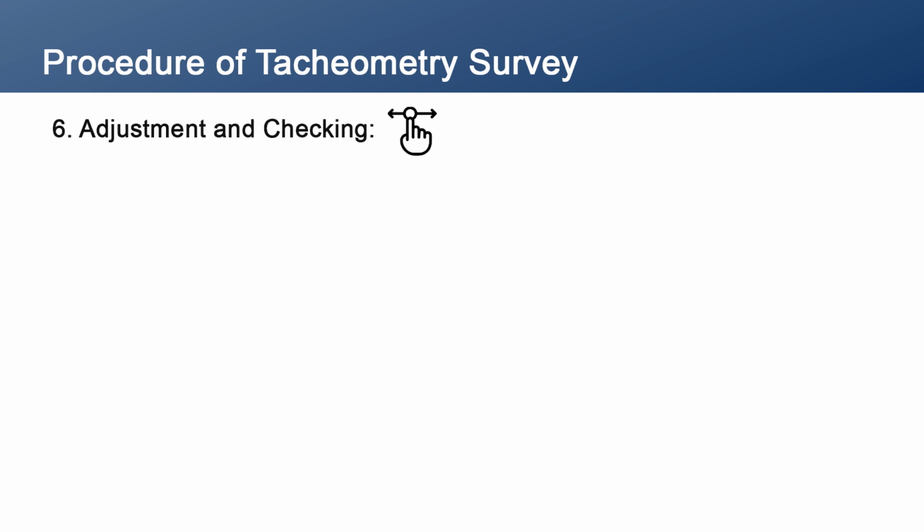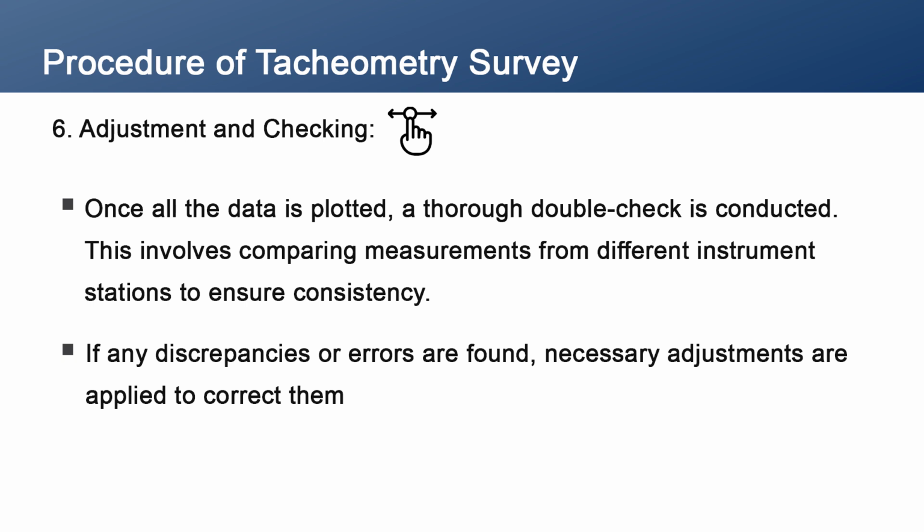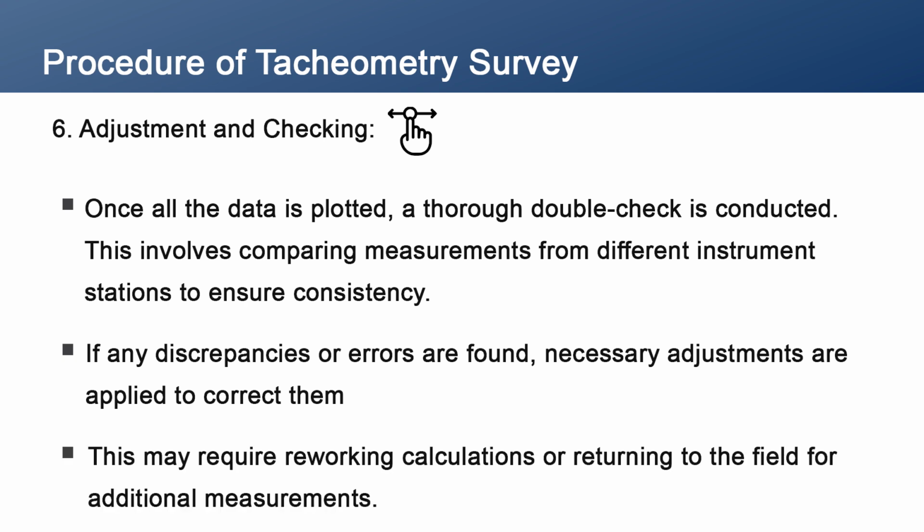Lastly, we do the adjustment and checking. Once all the data is plotted, we double check everything. This means we will be comparing the measurements from different instrument stations to ensure that they are consistent. And if we find any discrepancies or errors, we apply the necessary adjustments to correct them. This might involve reworking our calculations or even going back to the field for more measurements. So let us conclude today's lecture here.